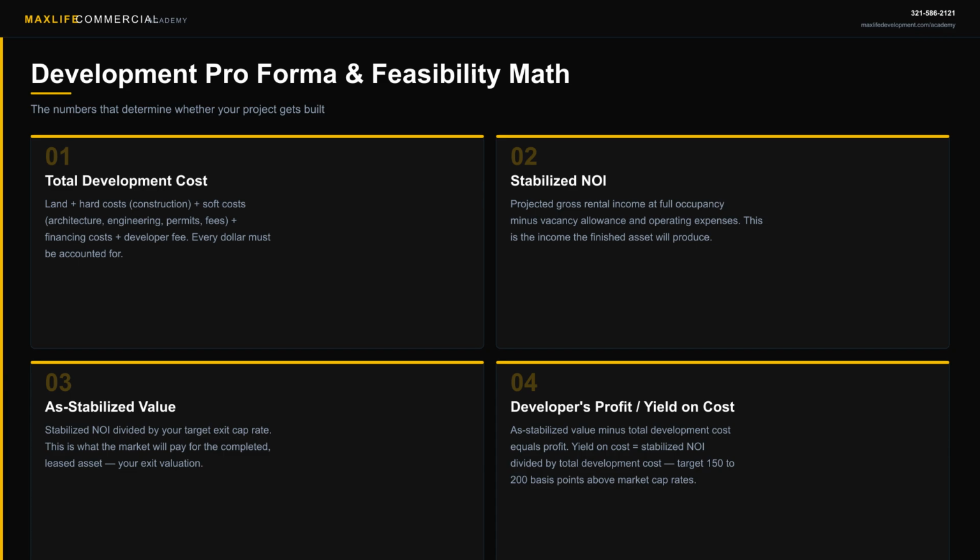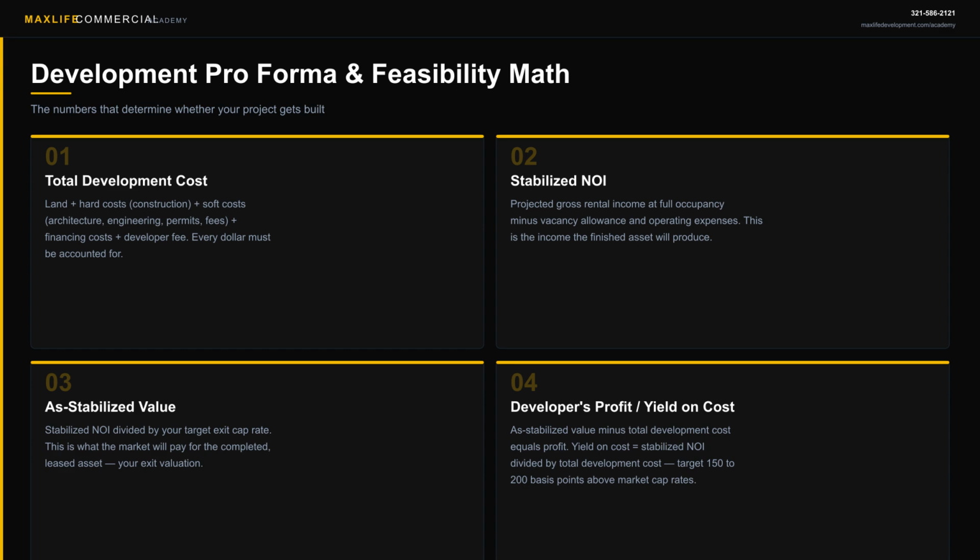Total development cost is your starting point. This is land acquisition plus hard costs, the actual construction, plus soft costs, which include architecture, engineering, environmental studies, permits, legal fees, and developer overhead.